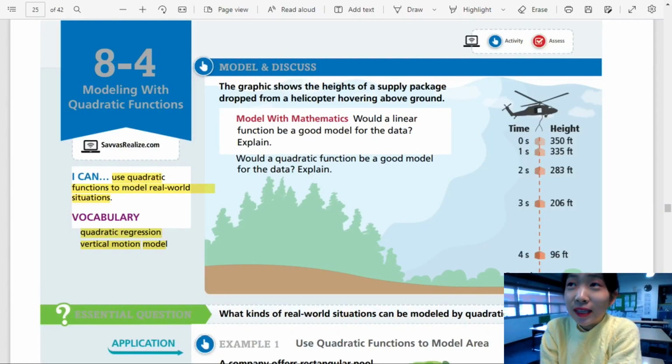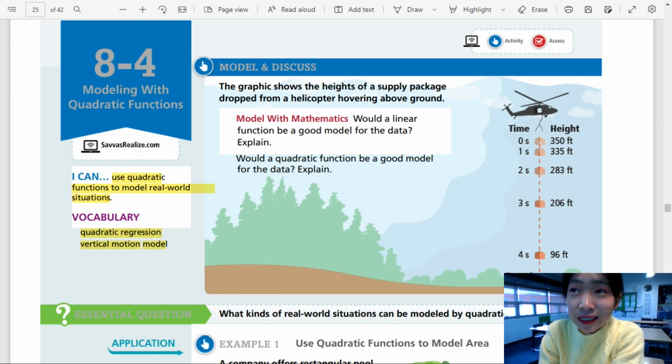Hi, this is Algebra 1, Lesson 8-4, Modeling with Quadratic Functions. In this lesson, we'll be able to use quadratic functions to model real-world situations. Lesson vocabularies are quadratic regression and vertical motion model.